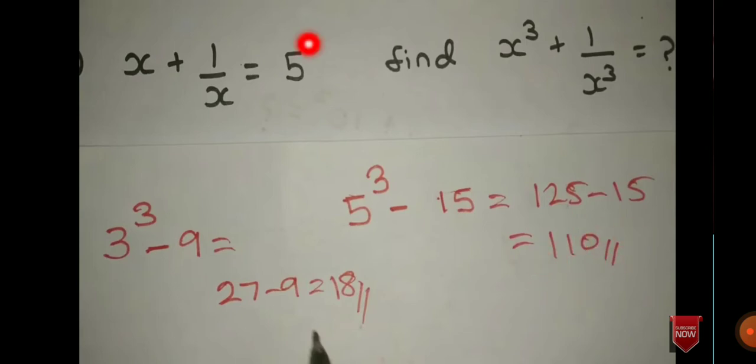If you are having 3 here, for example, then 3 cube minus 3 into 3, 9. So 3 cube is 27 minus 9. So answer will be 18.